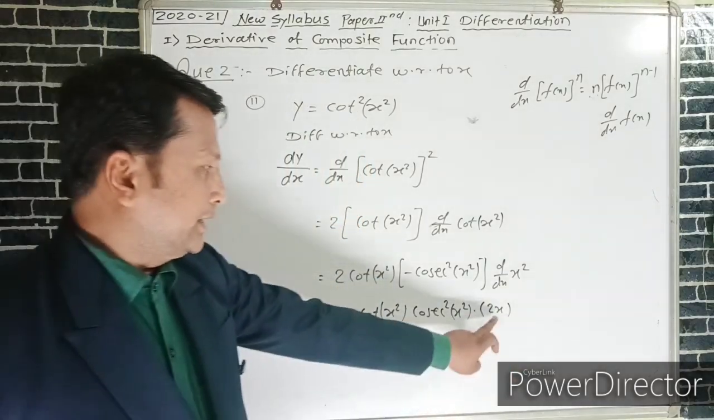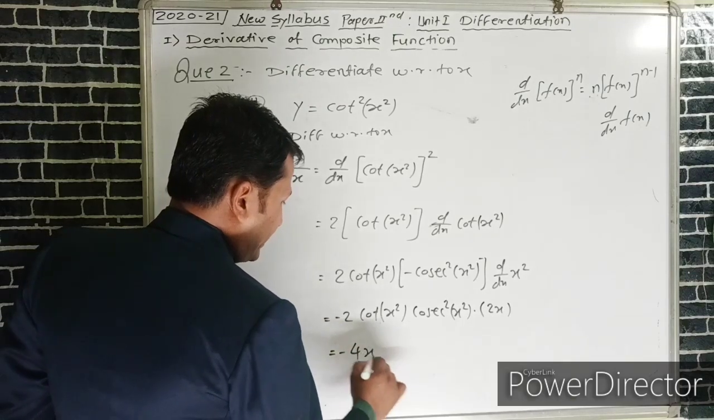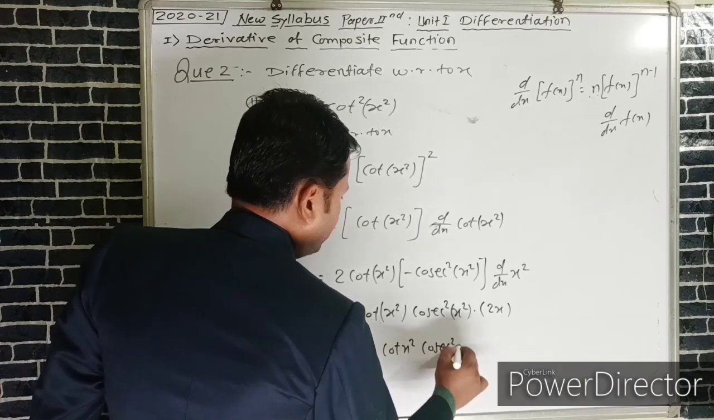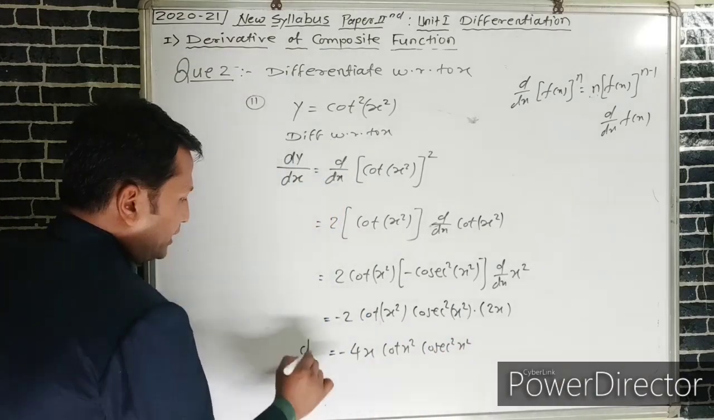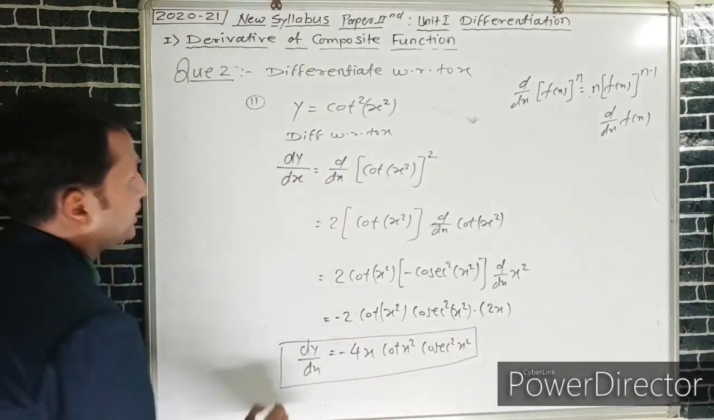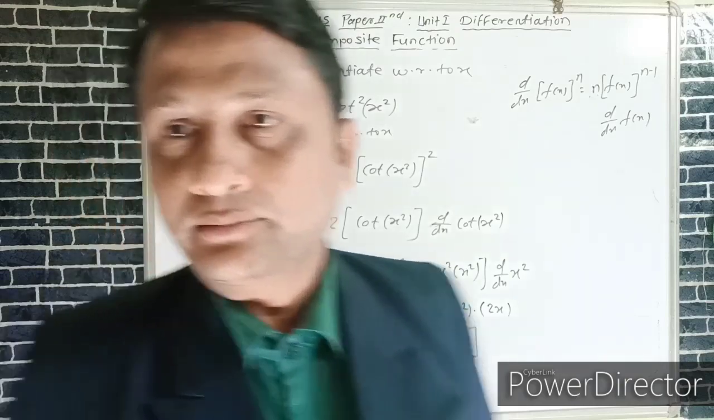Hence finally we can write 2 into 2 is 4, minus 4x cot of x square into cosec square x square, which is the required derivative of y, dy upon dx, where y is the function cot square of x square.